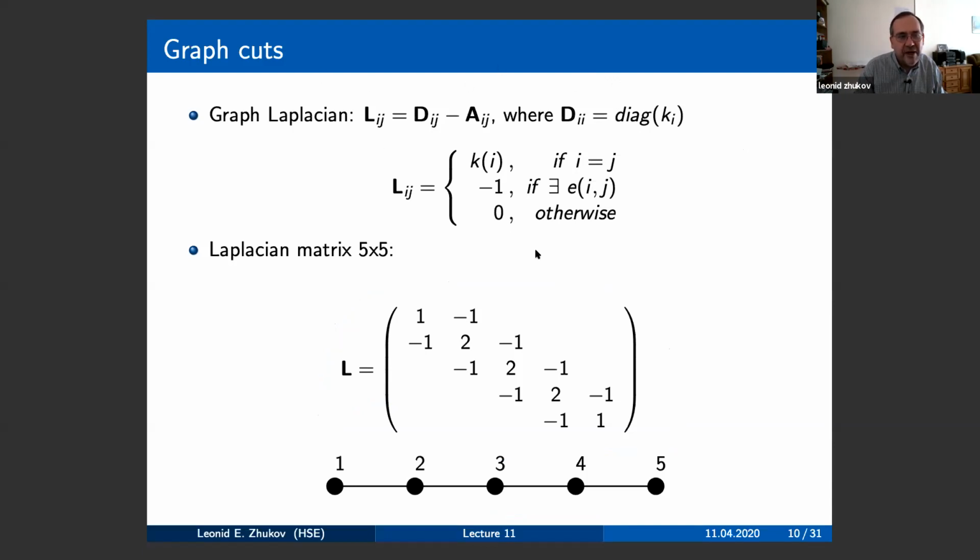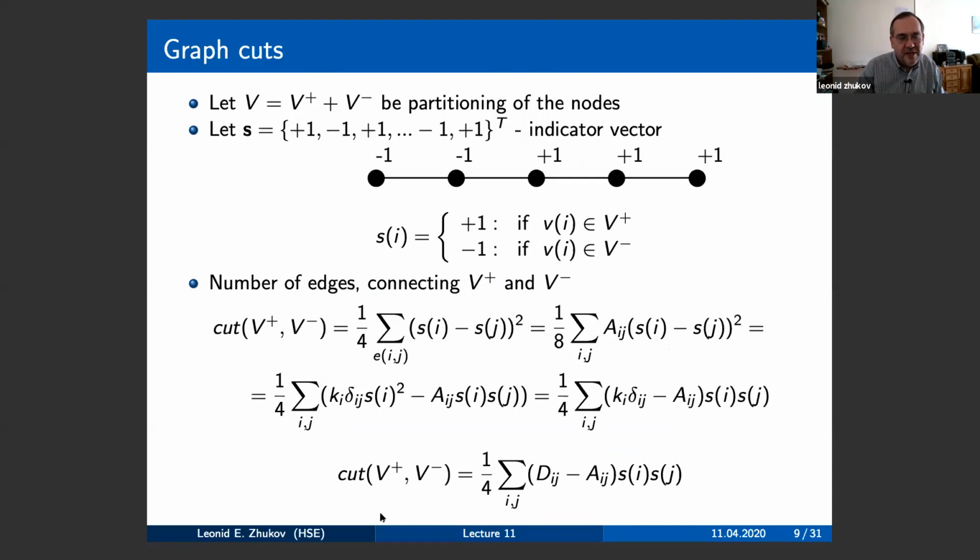There is quite a deep connection. But the point, coming back here, is that the cut is, this difference is the Laplacian matrix. And so you take the Laplacian matrix, you multiply by our indicator vector, s_i and s_j, sum over all i, j, and that gives you the value of the cut. Okay? So it looks like magic, but it's quite simple math.